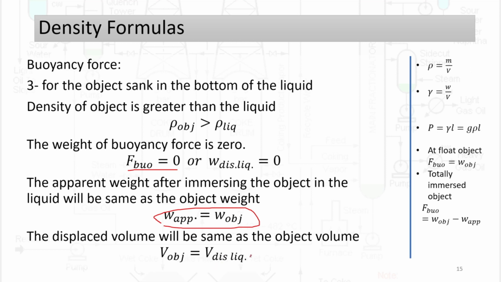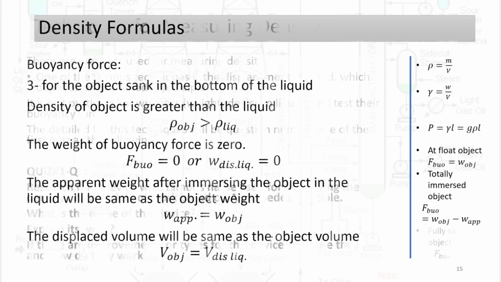Also the volume follows the same idea. It reaches the maximum. What is the maximum volume for the displaced liquid? It is the volume of the object. So the density of the object is greater than the liquid, the buoyant force is almost 0, the apparent weight is almost equal to the weight of the object, and the volume reaches the maximum, which equals the object volume, not more than that.